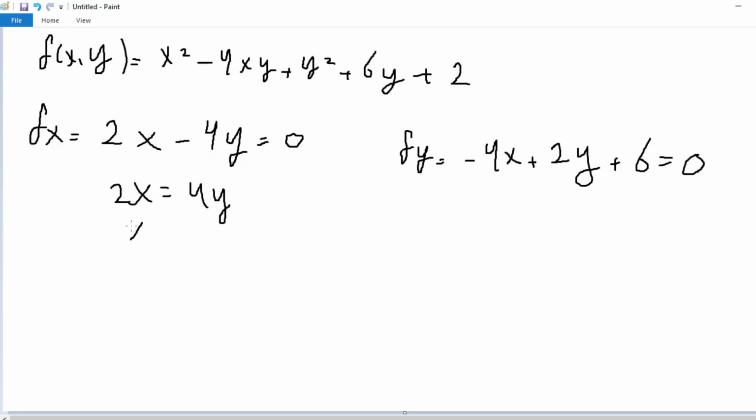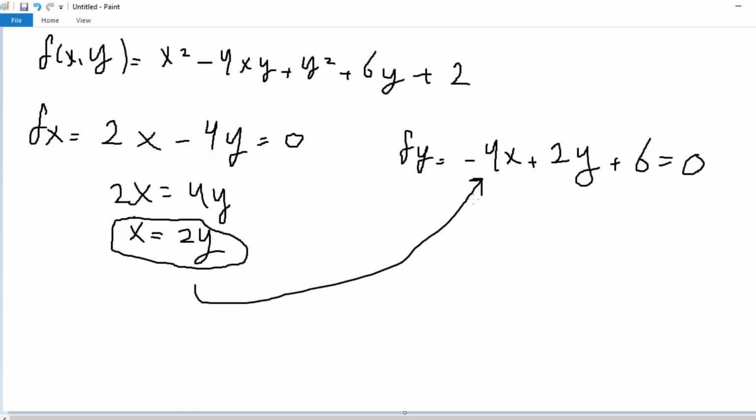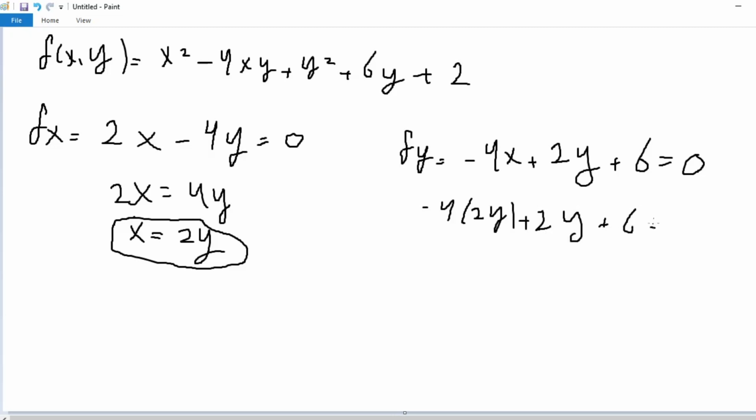And then I can find the value of x. If I divide the 4 by 2, it's going to be 2y. So let's say I found this value here, but until now I didn't find any critical point. So I will take this value and insert it into the other formula. Here I will insert every x with 2y, so it's going to be negative 4 times 2y, and then plus 2y, then plus 6, then equal to 0.